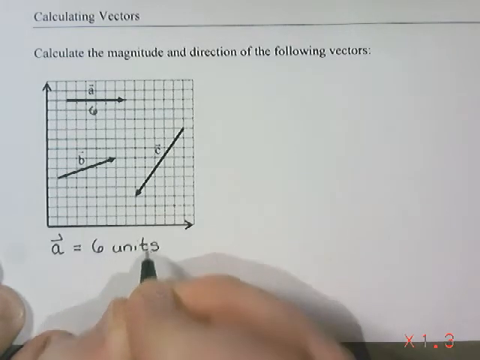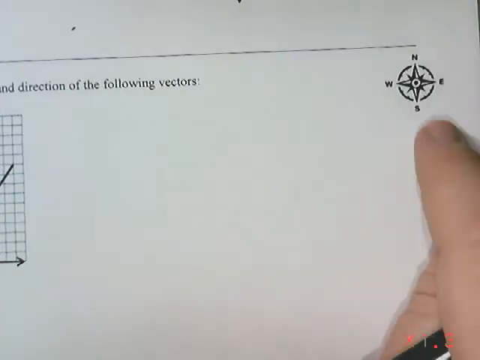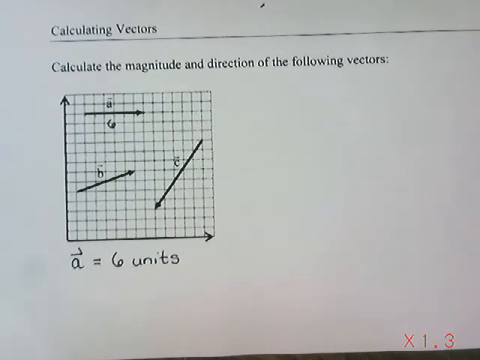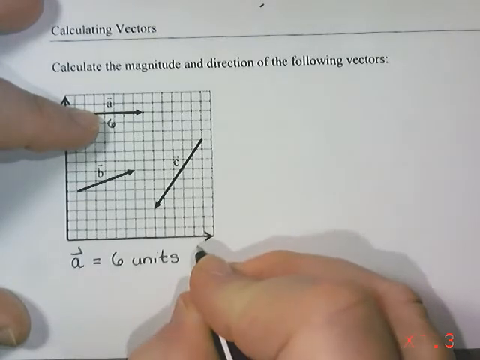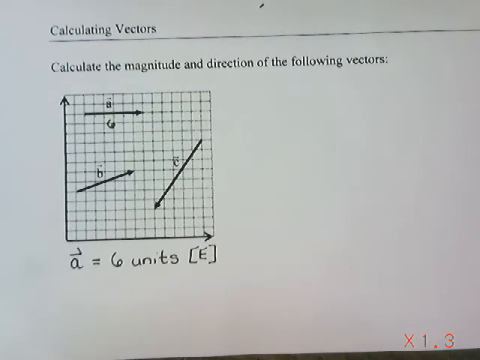That is the magnitude. And then for the direction, there is a compass over here on the side. This vector is pointing to the right. So I could write 6 units to the right, or I'm going to write 6 units east. I always put my direction in a square bracket. If it didn't have the north, south, east, west marking on the page, I probably would have written just left, but it is easier when we have diagonal lines if we're dealing with north, south, east, and west.